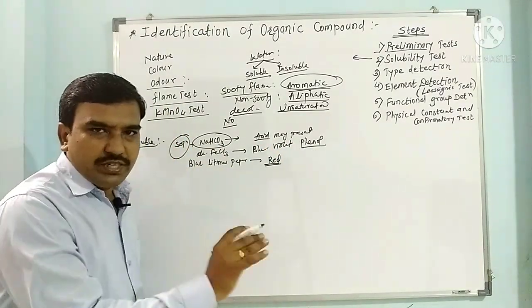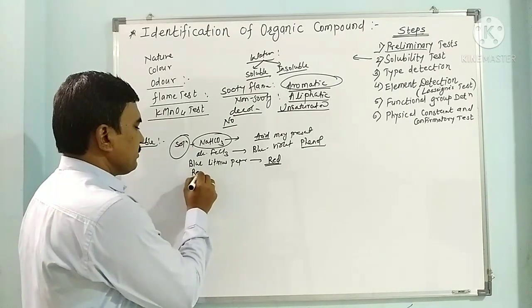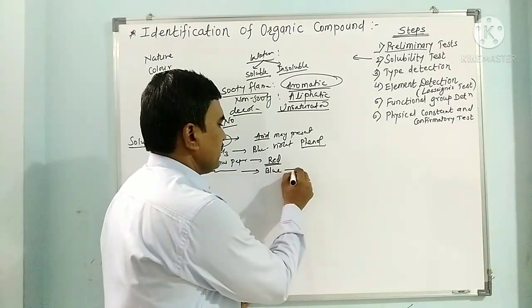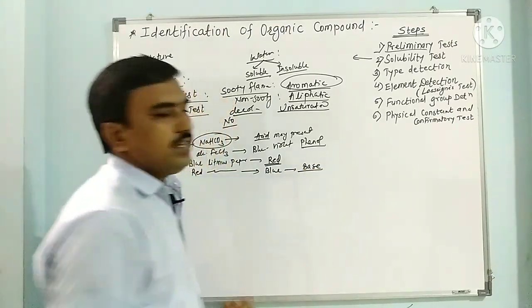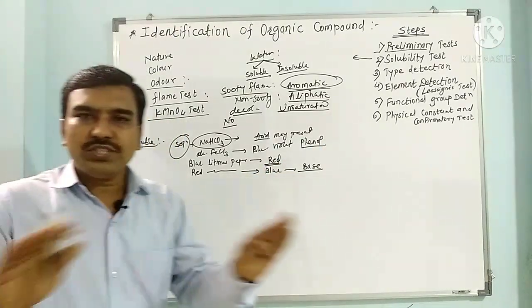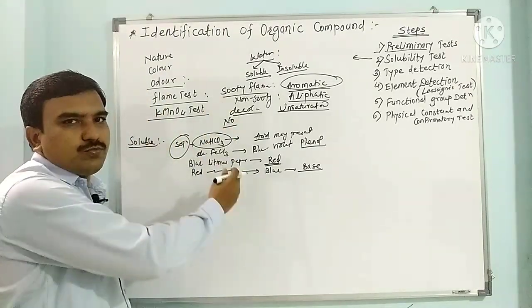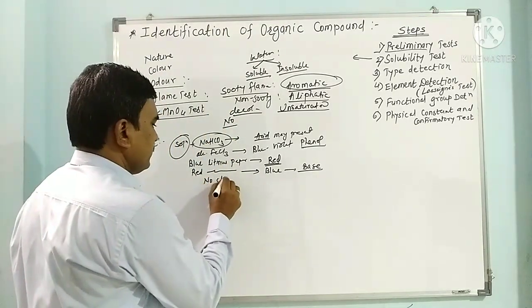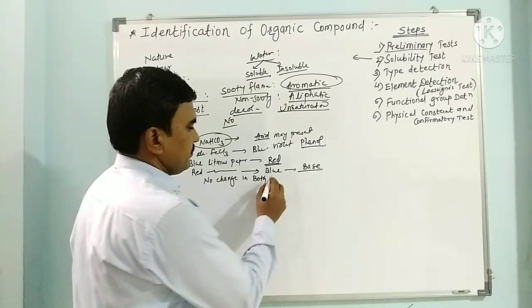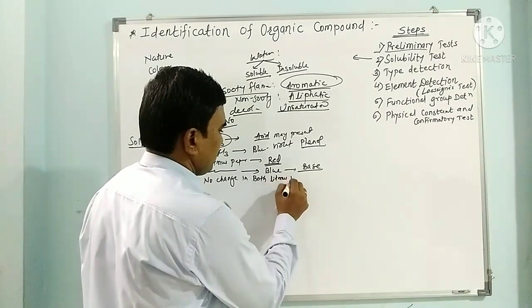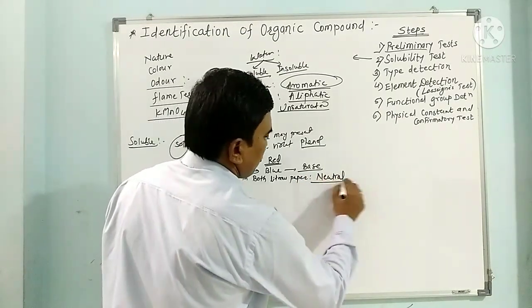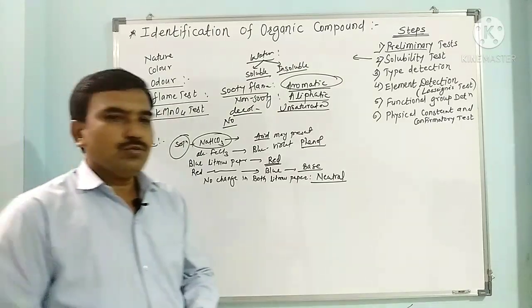If we have to check whether it is a base or not, then we take red litmus paper. When the red litmus paper turns blue, then the compound is a water soluble base. So a water soluble base is present there. If we observe no change in litmus paper, no positive test, that is, no change in both the red as well as the blue litmus paper, then it is neutral. So the compound belongs to the neutral category.